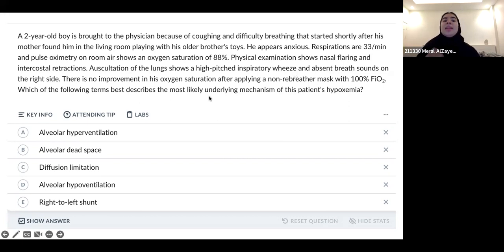Now, this sentence is the biggest clue that you'll ever get related to this lecture. There is no improvement in his oxygen saturation after applying a non-rebreather mask with 100% oxygen. So what this is telling you is that the patient is in hypoxemia, we already established that. When the patient was given 100% oxygen, there's no improvement. And there's only one cause where the patient has low oxygen and does not improve with 100% oxygen. What is this? This is right to left shunt.